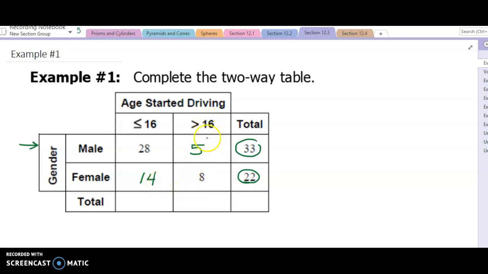Okay, now if we go down, that means 13 total students started driving after 16, while 42 started driving before, and there was a total of 55 people. So notice 42 plus 13 is 55, 33 plus 22 is 55, and if you get this column and this column to add to the same thing, that's a pretty good indication that you did this correctly.